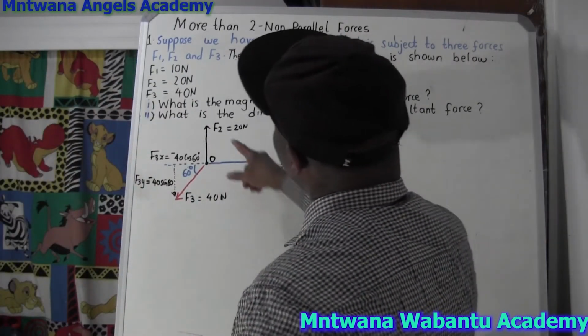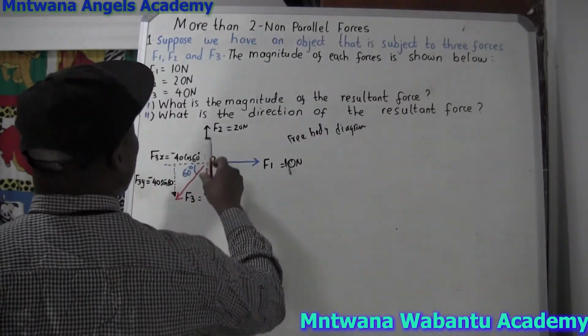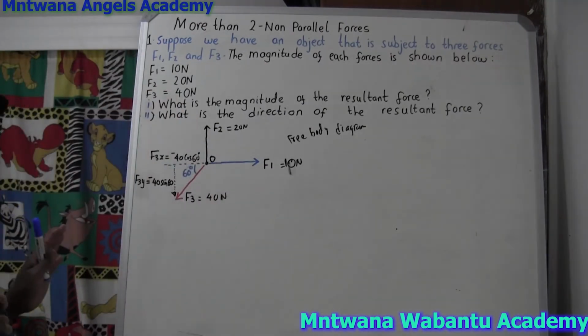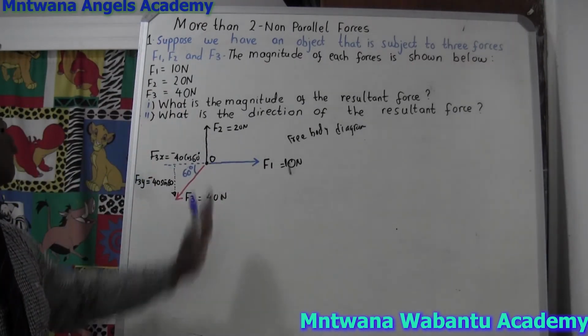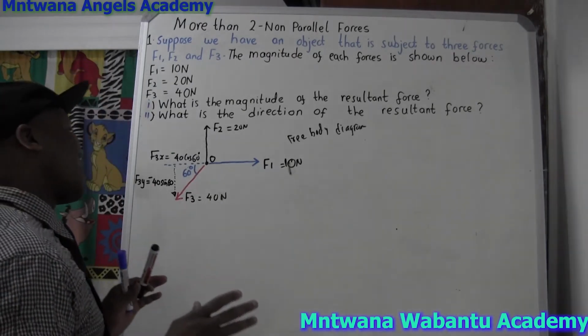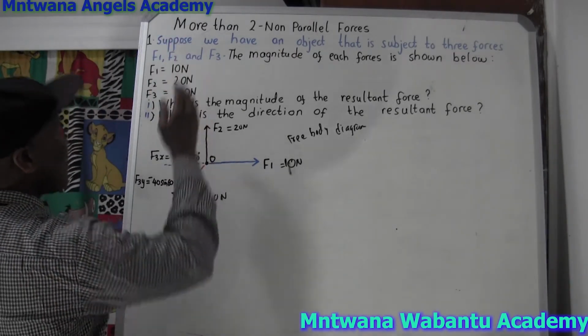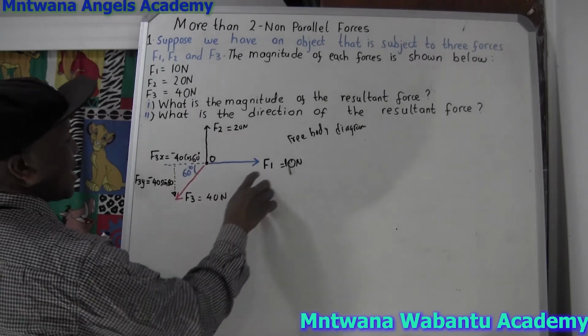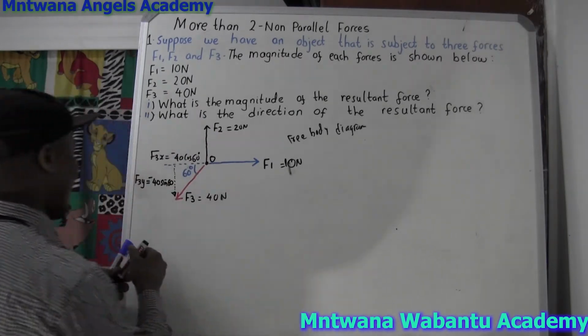Now we want to go for F2. F2 is already y alone. It doesn't have an angle or anything. This is just a y. So F2y. Okay, now let's write here. It's going to make a lot of sense.